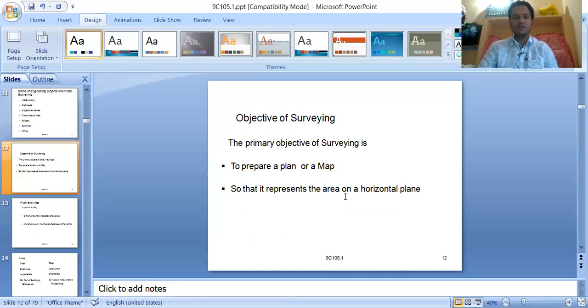So the main objective of surveying is to prepare a plan or a map. We just now learned what is surveying. It is art of determining relative positions of points above or below the Earth's surface. And the primary objective of surveying is to prepare a plan or a map. We'll do surveying, and finally by using the results of surveying or by getting some values, we'll draw a plan or a map so that it represents the area on a horizontal plane. So plan or a map, which means it represents the area on a horizontal plane.